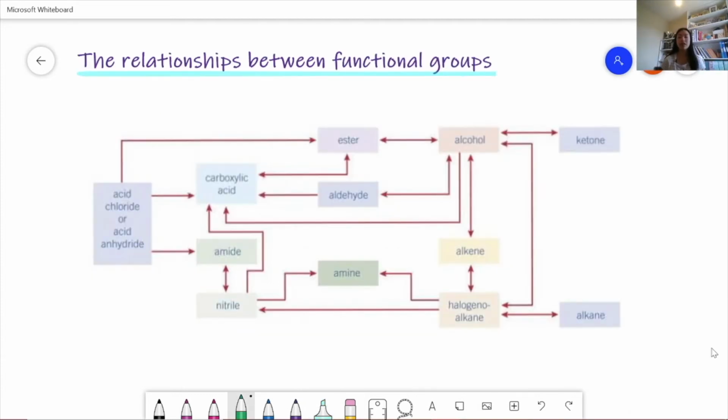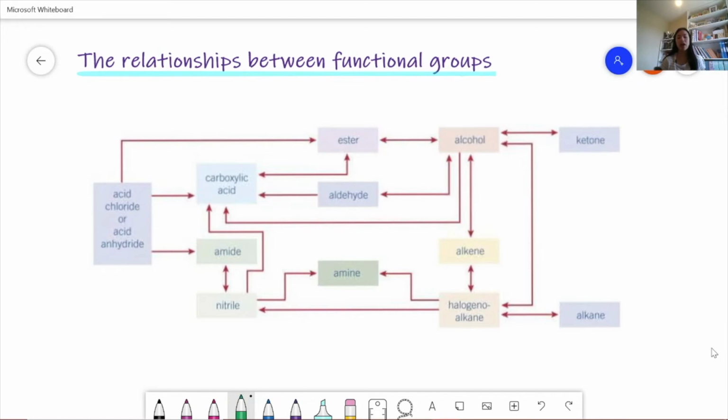So now we're going to look at the relationships between functional groups. This is basically a mind map of how to get between different functional groups. And you should probably have this memorized in your head because it'll make it a lot easier to think of reaction schemes. So I'm first going to start off with the alkane.